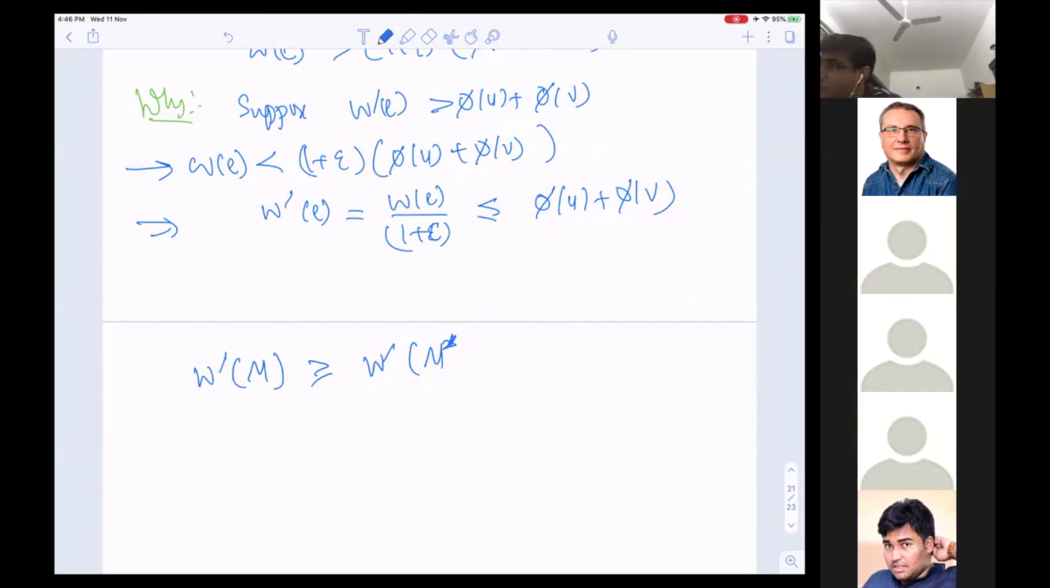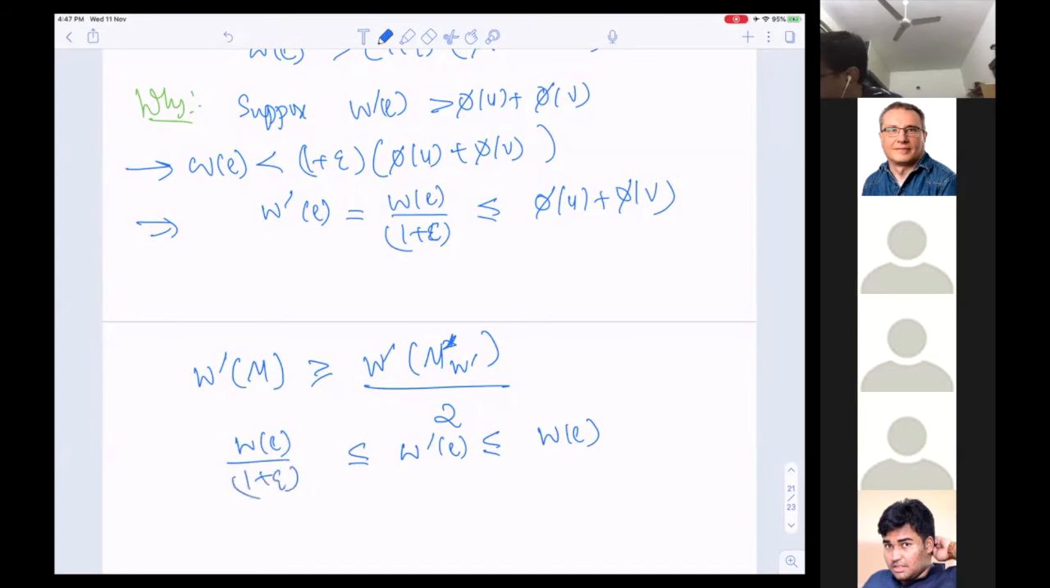Okay, so what we know about this is weight prime of M star, W prime, divided by 2. Okay, this is what we know. So if M star is a maximum weight matching, then weight prime of M is at least weight prime of M star, W prime, divided by 2. Now let's see what we can say about the weight prime of any edge. It is less than or equal to the weight of E, but it is between this.